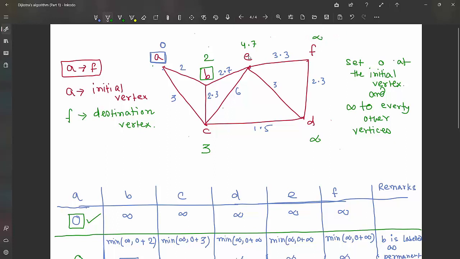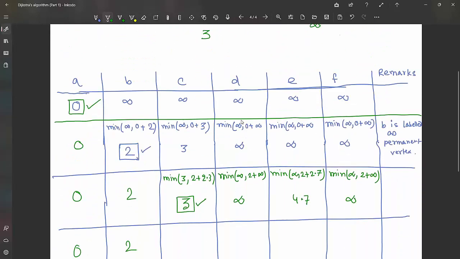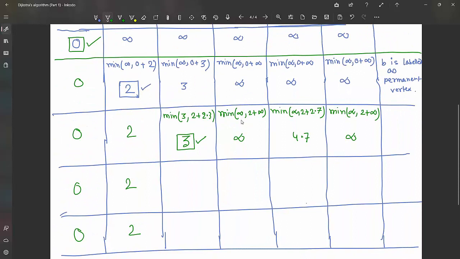So now with this minimum value, C is set to be your next permanent vertex. So C is now the next permanent vertex. We set C as the permanent vertex in this step, and we write here that C is labeled as permanent vertex.